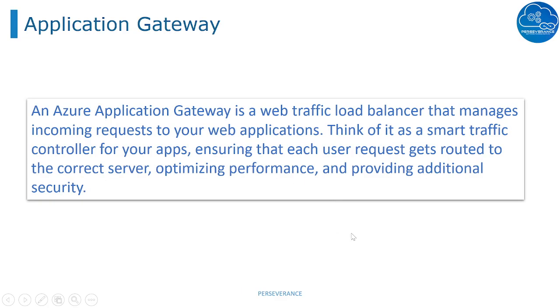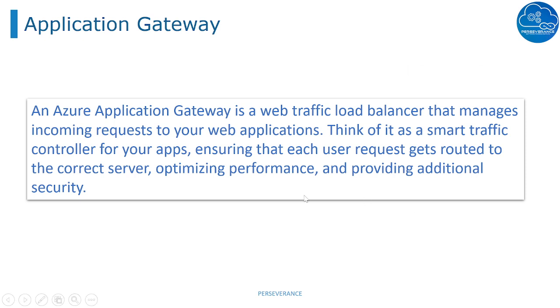All right, so now let's see here. Azure App Gateway, we can call it an L7 load balancer. It's a web traffic LB that manages incoming requests to your web applications. So think of it as a smart traffic controller for your apps, ensuring that each user request gets routed to the correct server, optimizing performance and providing additional security.